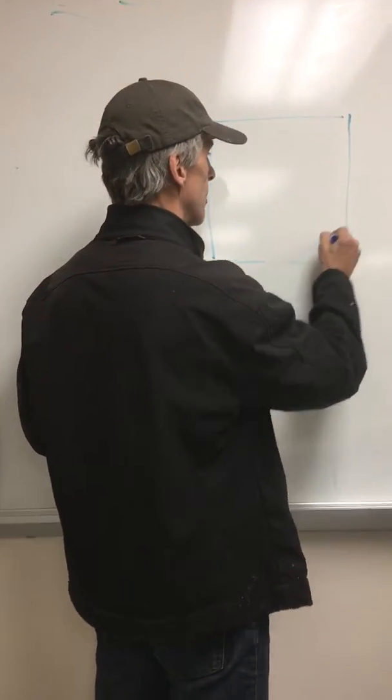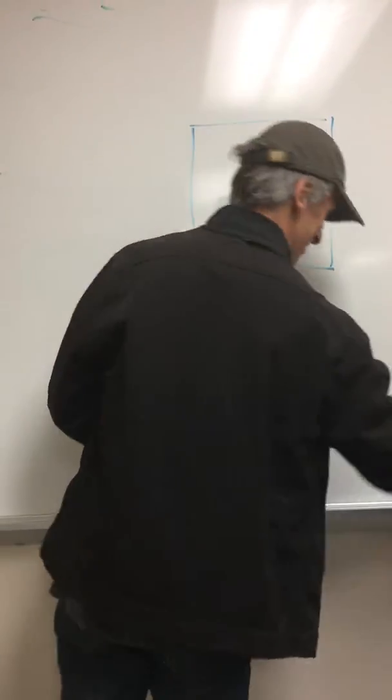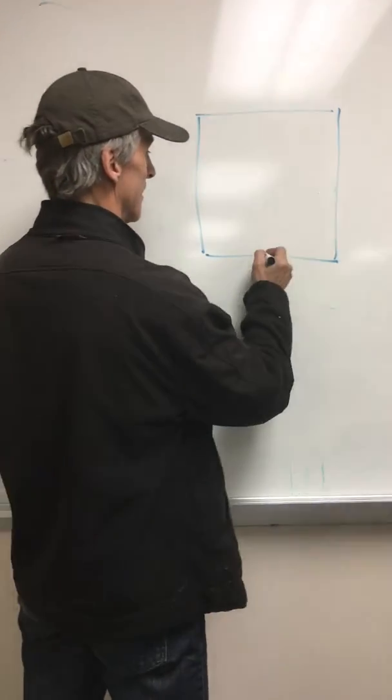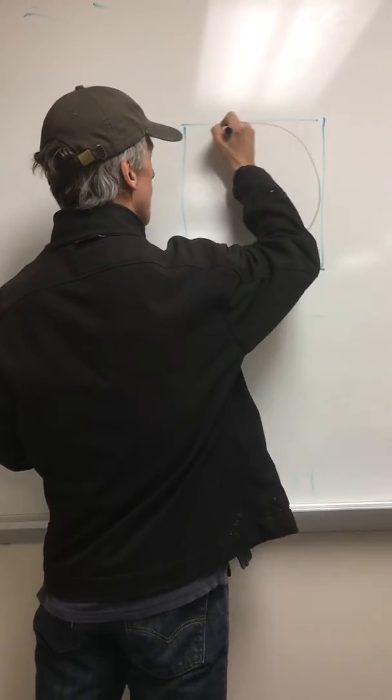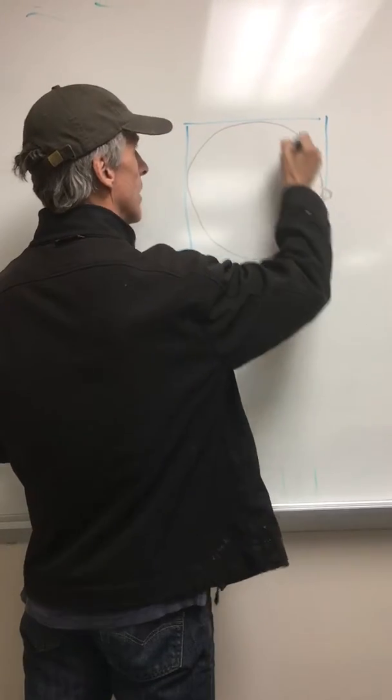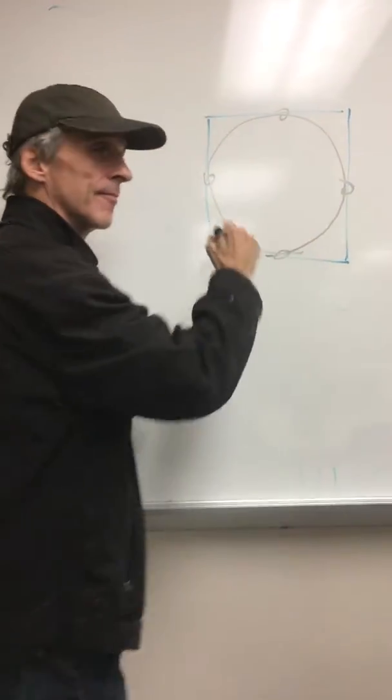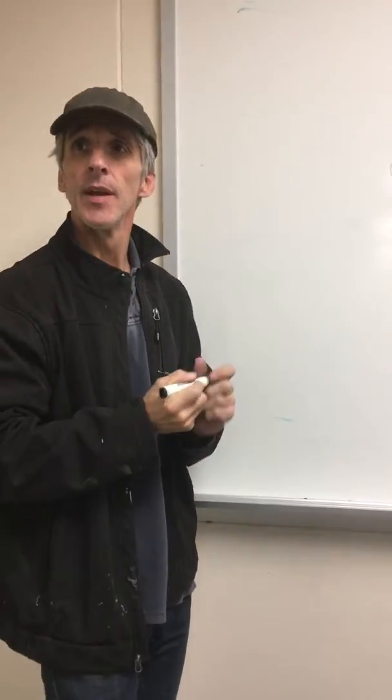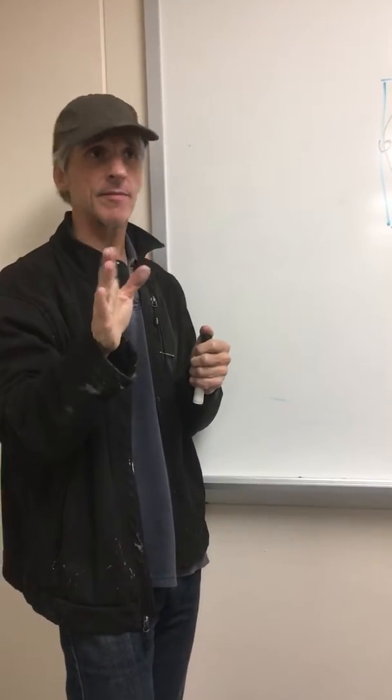Okay. So if you put a circle in there, 1, 2, 3, 4. Pretty simple. Now that's if you're looking at the circle straight on, right?